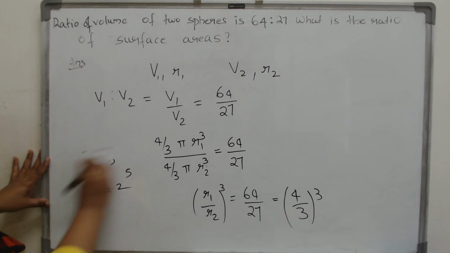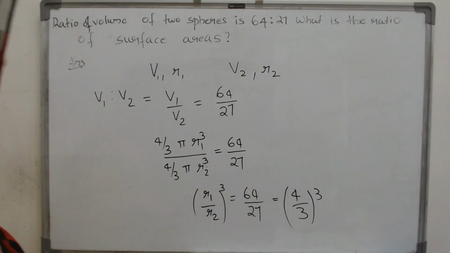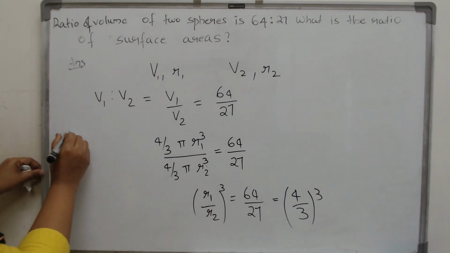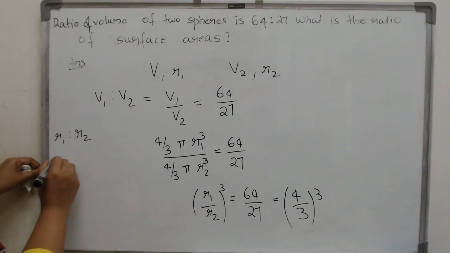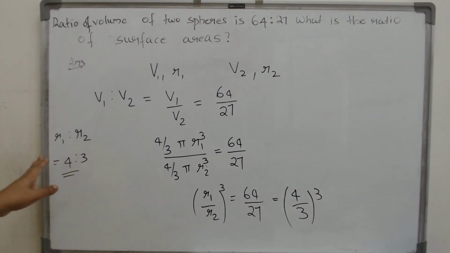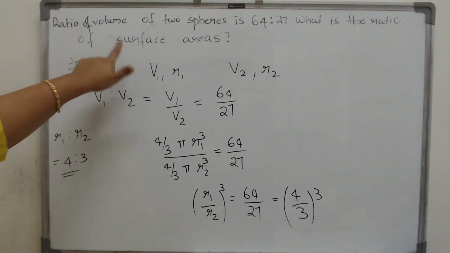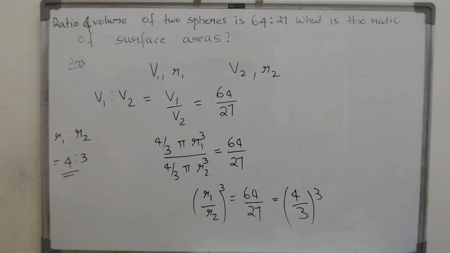So now what do you see here? Both the exponents are the same. That means r1 by r2, or in other words, the ratio of their radii is equal to 4:3. But then the ratio of the radii is not what you are asked for. You are asked to find the ratio of the surface areas. How do you do that?